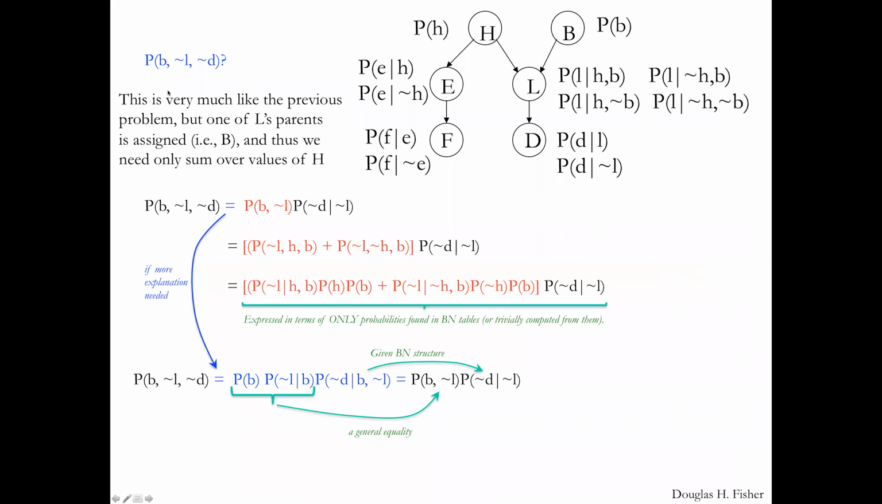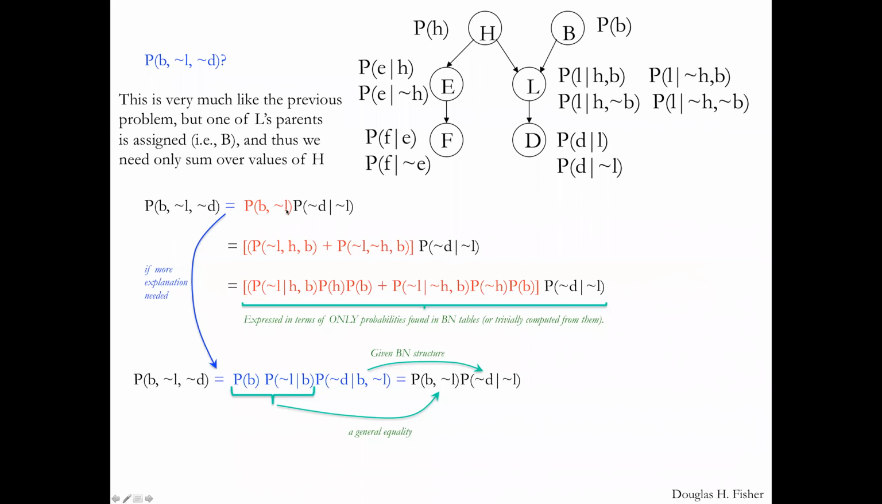Here we're given an example that's like the previous problem, but one of L's parents has an established value in this case. In this case, we're not going to be summing over all possible values of H and B because B's value is set here. So we just have to sum over different values of the H variable, H and not H. So we can rewrite this probability as this.